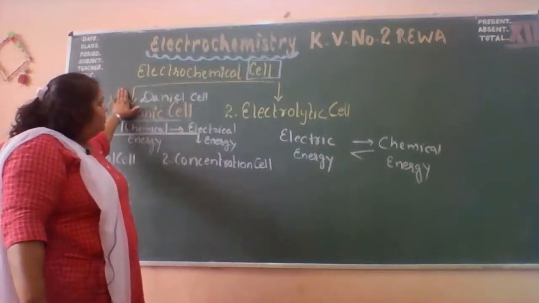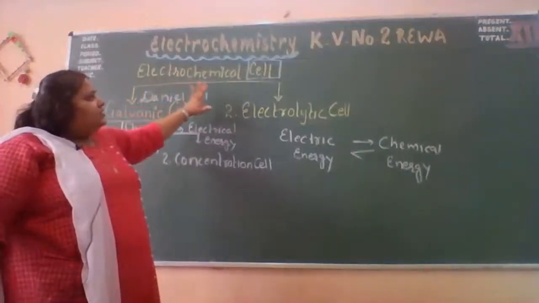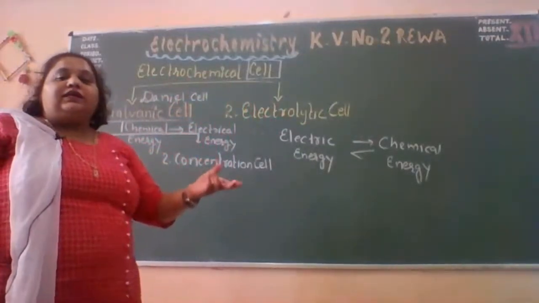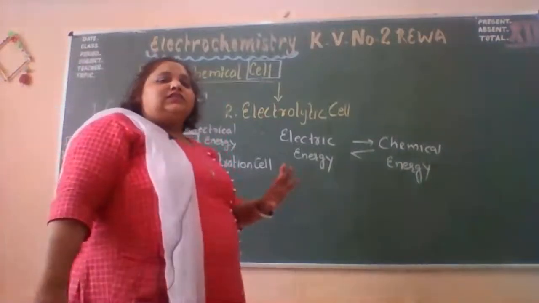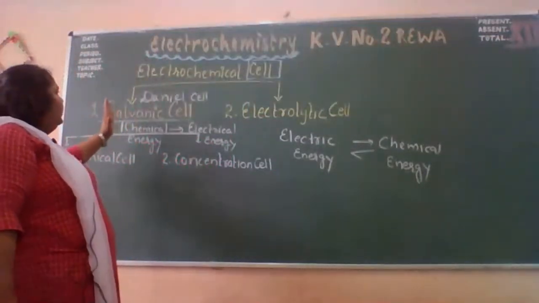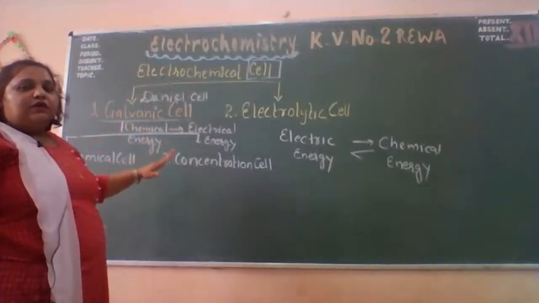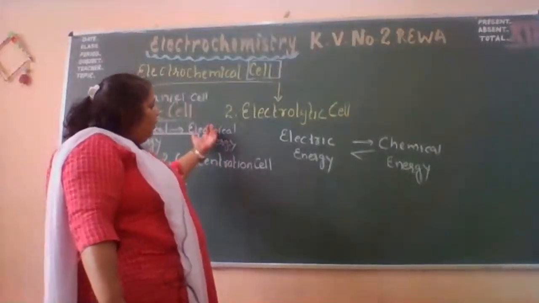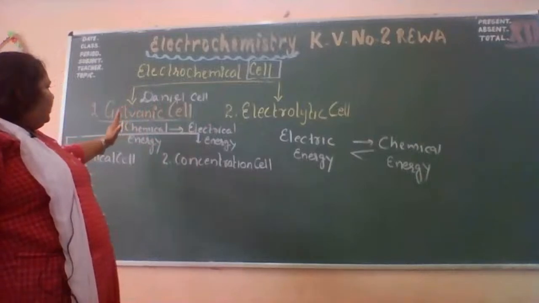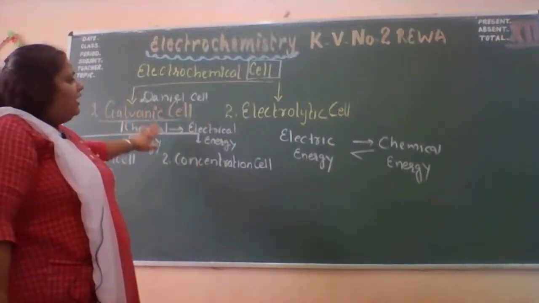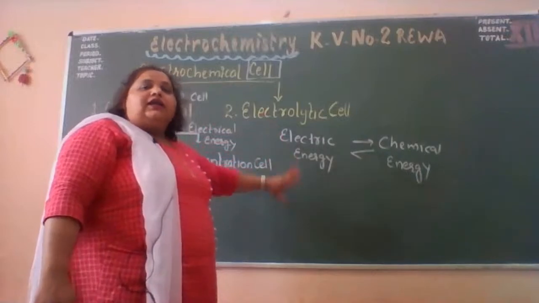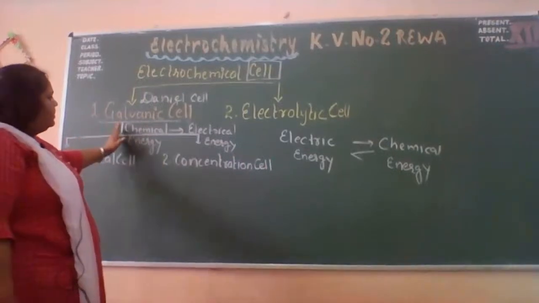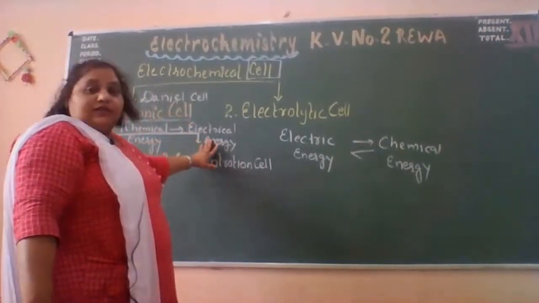Electrochemical cells were what we were studying. I taught you that an electrochemical cell is the device where the conversion of electrical energy and chemical energy takes place, right? Electrical energy is converted into chemical energy, and chemical energy is converted into electrical energy. On this basis, two categories were divided: one was the galvanic cell and the second was the electrolytic cell. A galvanic cell converts chemical energy into electrical energy.